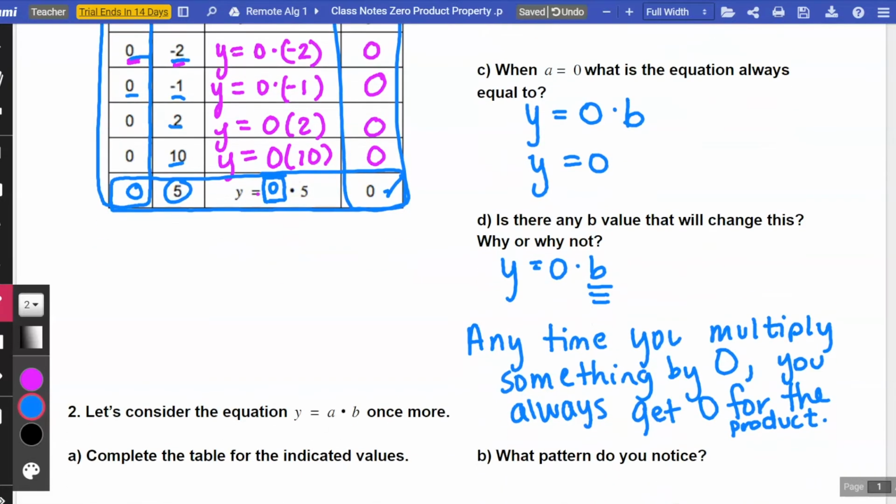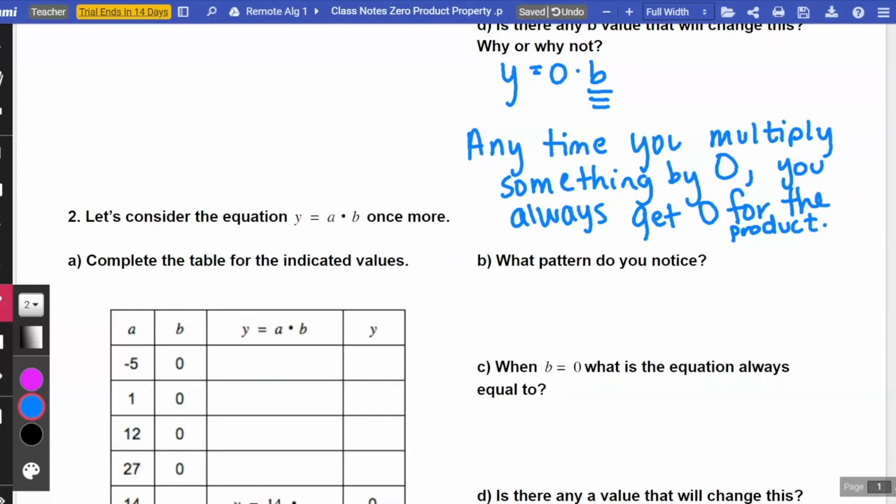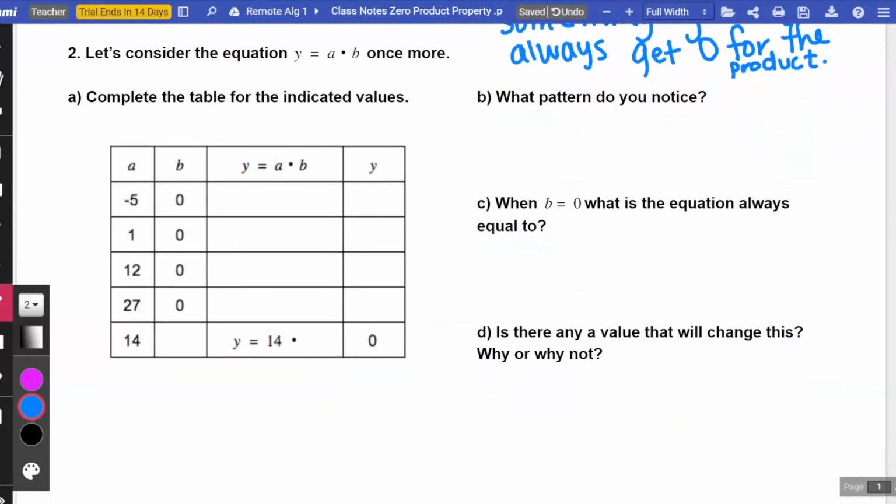All right, so let's move on to number 2. For number 2, I want you to go ahead and pause the video, answer these questions, fill out this table, and then come back, press play, and check your answers with mine. All right, so hopefully you have this all filled out already, and let's double check what you got.